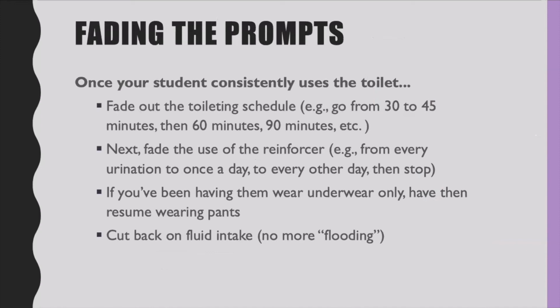Once your student consistently uses the toilet, start fading out the toileting schedule. You may go from 30 to 45 minutes, then to 60 minutes, then to 90 minutes. Next, you'll fade the use of the reinforcer. So maybe for every urination once a day to every other day, or at the end of the day. If you've been having them wear underwear only, have them resume wearing pants. Cut back on that fluid intake. No more flooding.